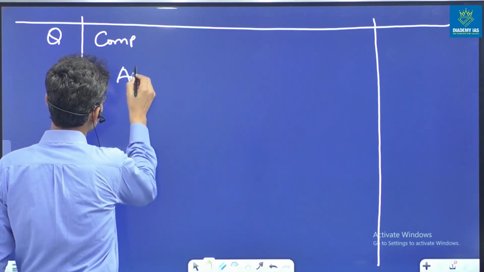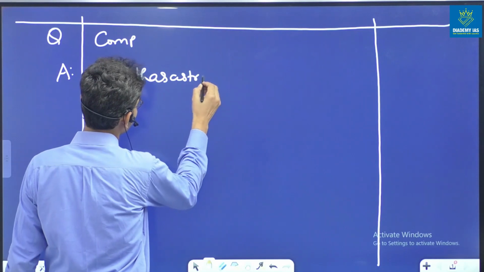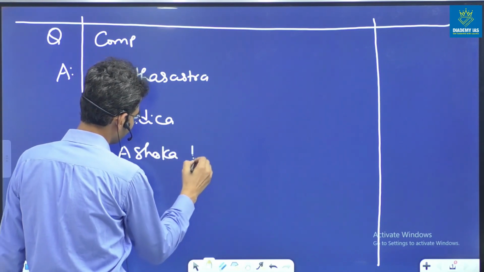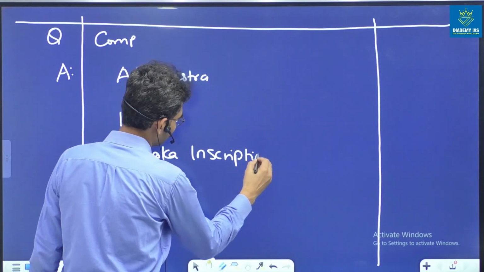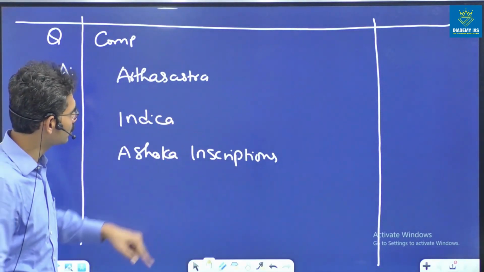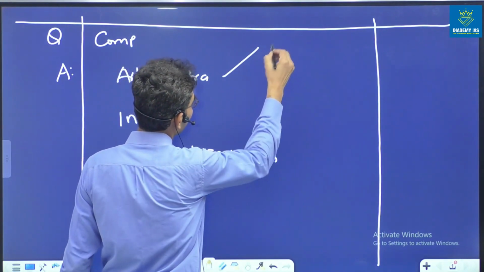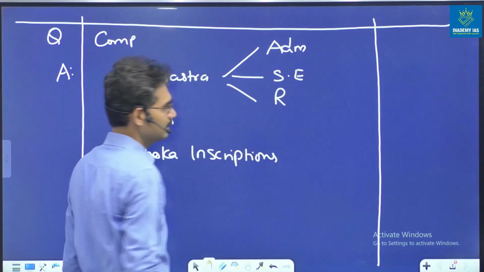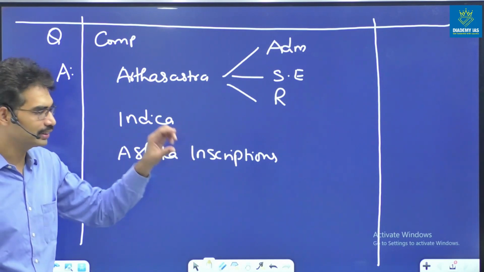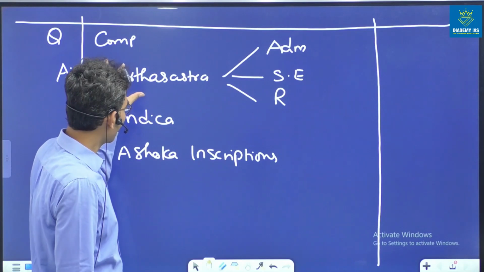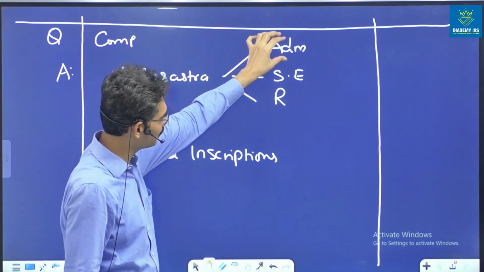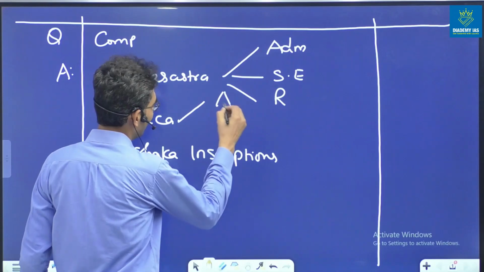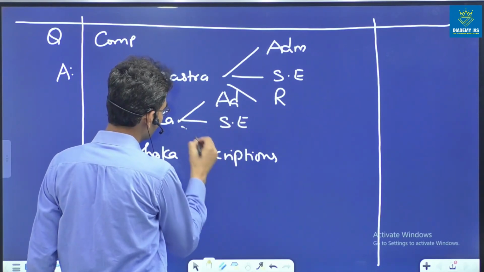It is asking about Arthashastra, Indica, Ashoka inscriptions, and for each and every source it is asking about administration, socio-economic condition and religious life. Now you see how the entire question is framed into this structure. How Arthashastra will help us in understanding administration, socio-economic condition and religious life. Indica, again, same repetition because the question is about that only.